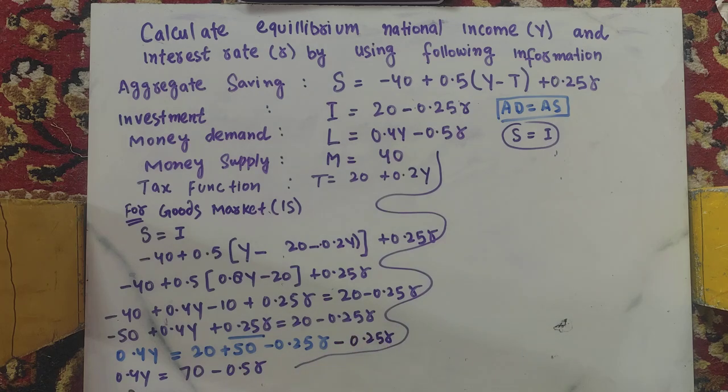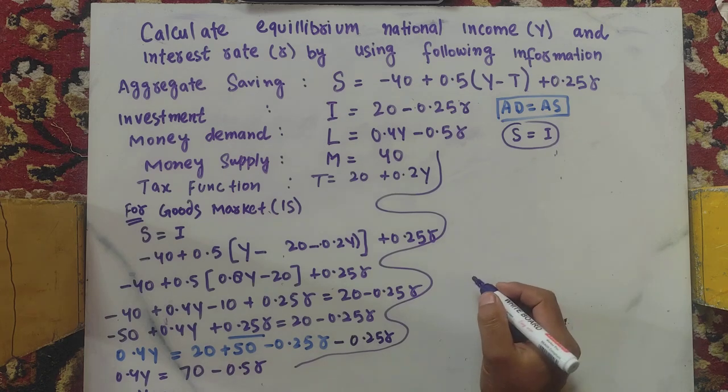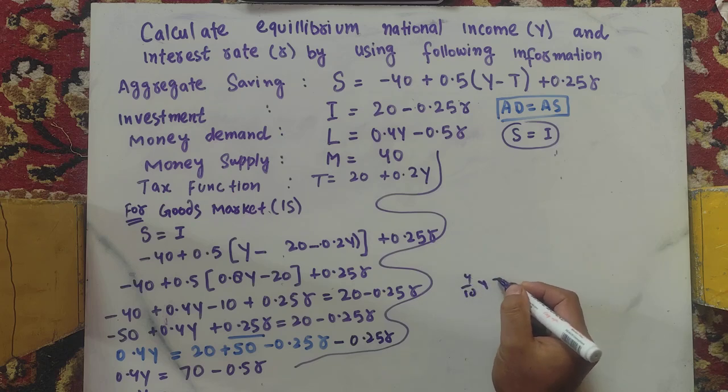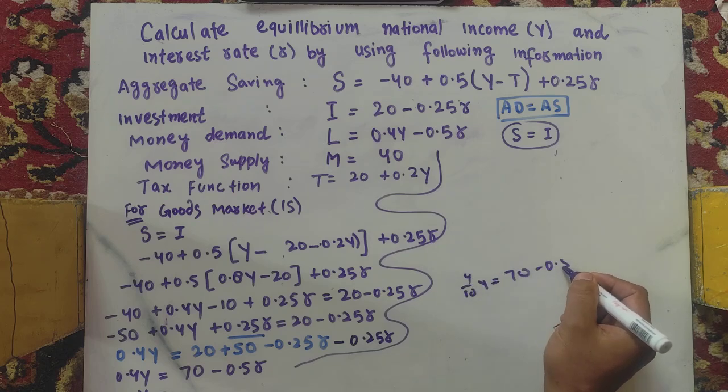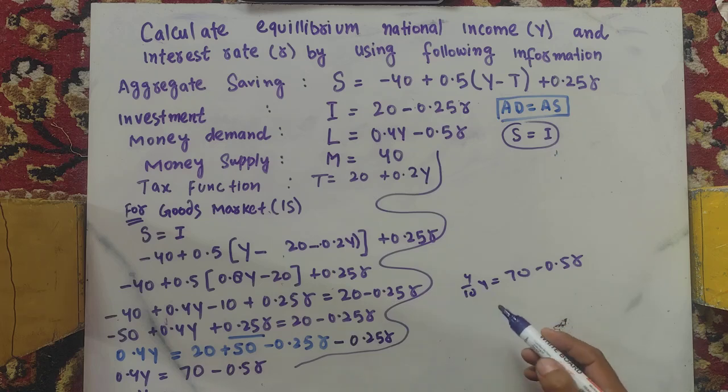Dividing both sides by 0.4, what will we get? I have solved it. We have 4 upon 10 y is equal to 70 minus 0.5 r, because 0.4 can be written like this.